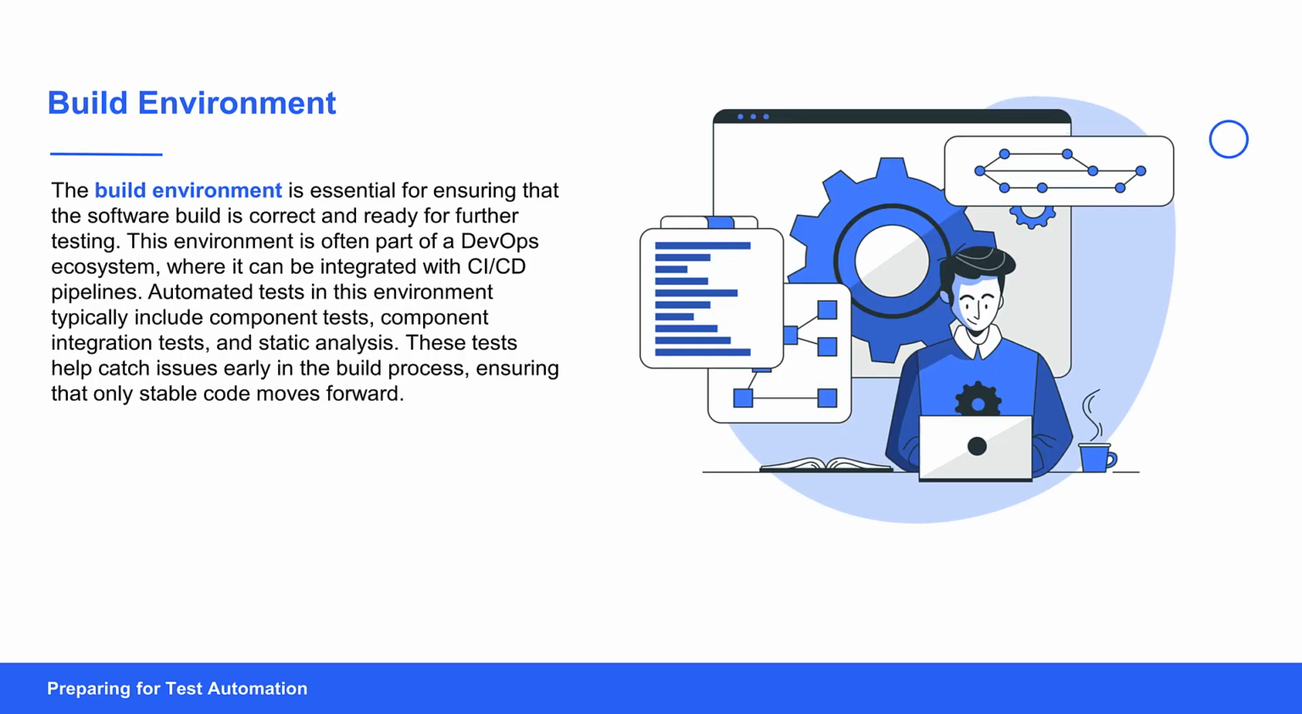Moving on to the build environment, this is where the software is compiled and tested as part of the build process. The primary goal of this environment is to ensure that the software build is correct and ready for further testing. In many cases, this environment is integrated within a DevOps ecosystem, where it forms part of a continuous integration, continuous delivery, or CI/CD pipeline. Here, automated tests such as component tests, component integration tests, and static analysis are performed to verify that the codebase is stable and free from critical issues. These tests help catch potential problems early, ensuring that only well-tested, reliable code moves forward in the development process.